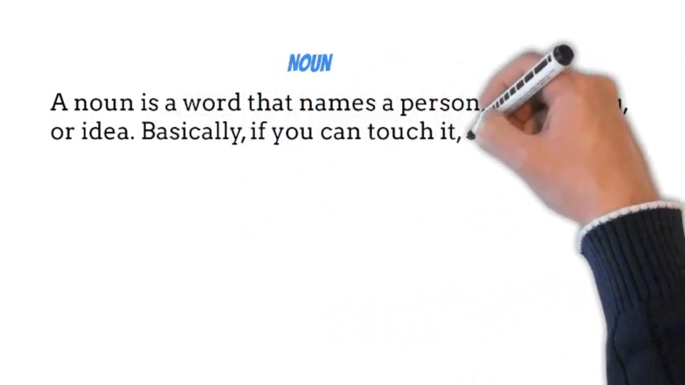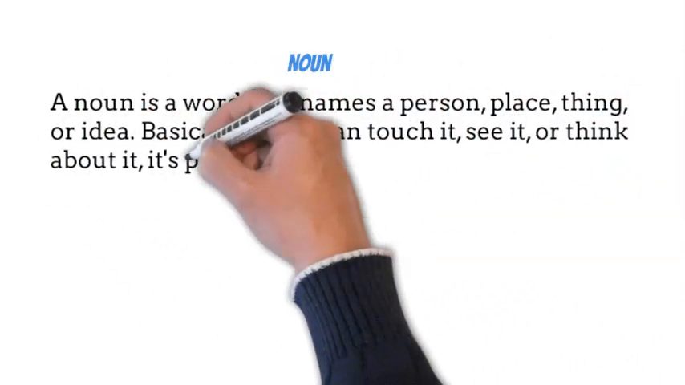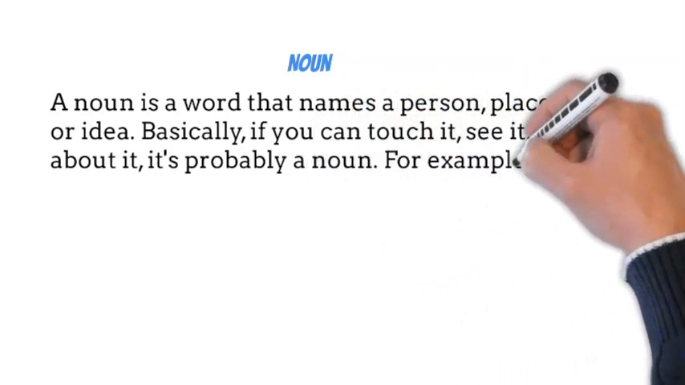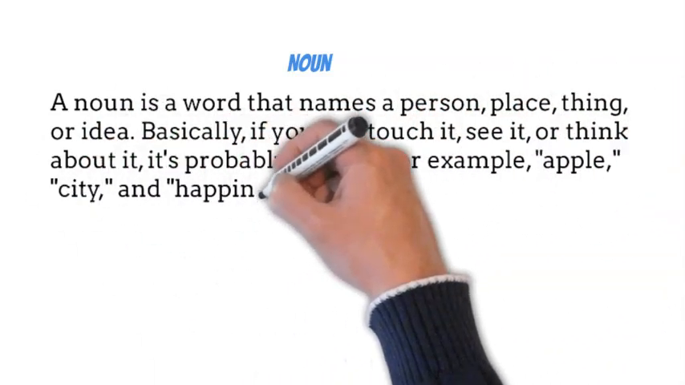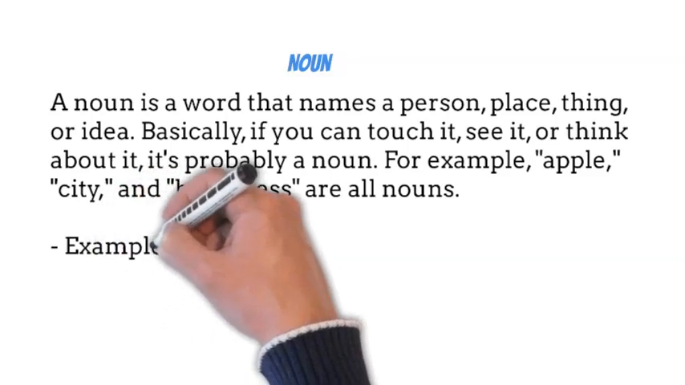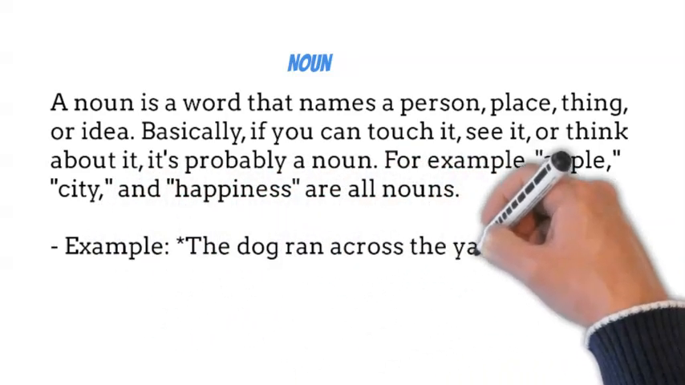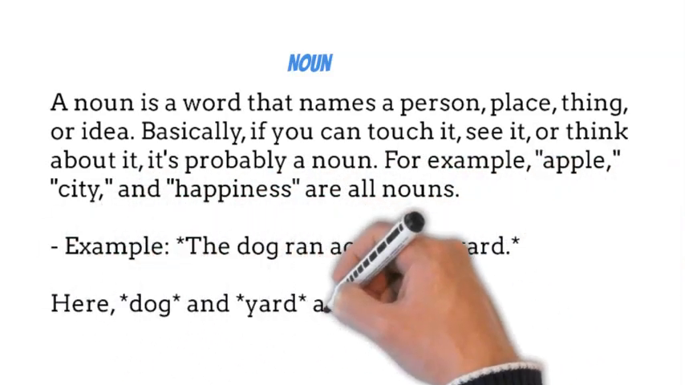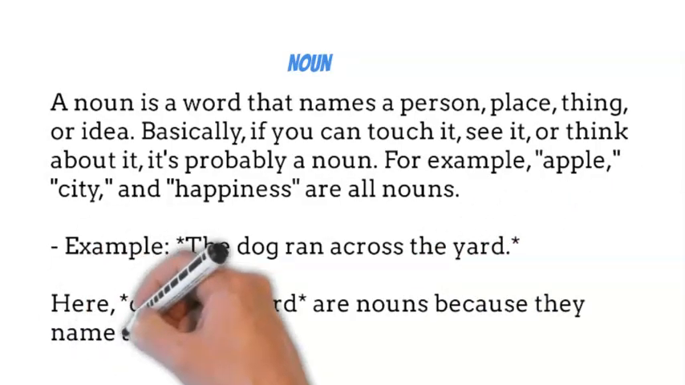Basically, if you can touch it, see it, or think about it, it's probably a noun. For example, apple, city, and happiness are all nouns. Example, the dog ran across the yard. Here, dog and yard are nouns because they name a thing and a place.